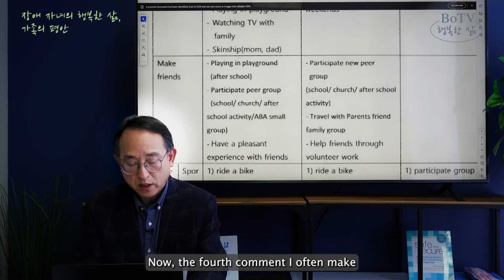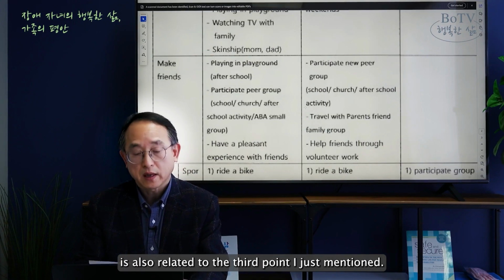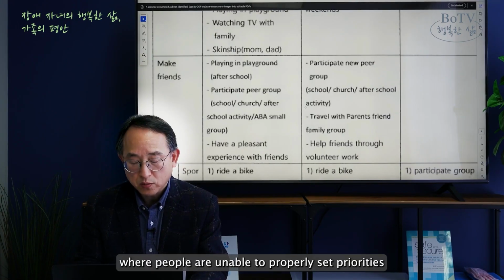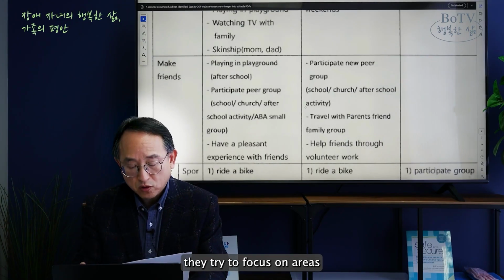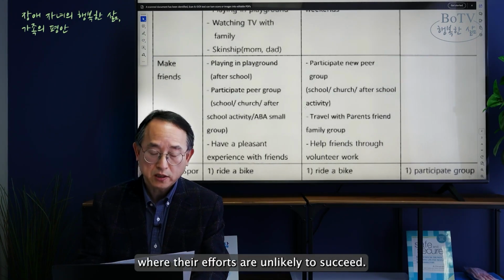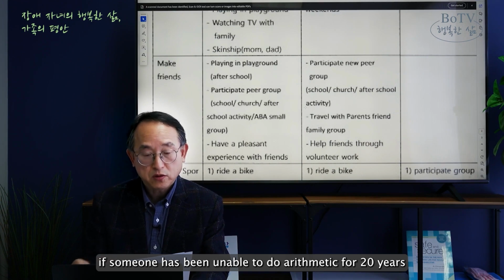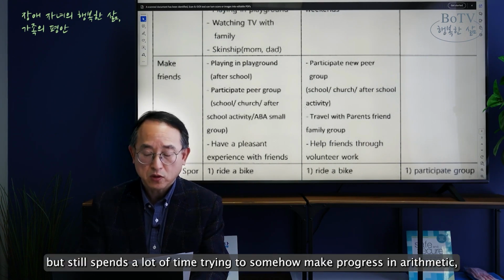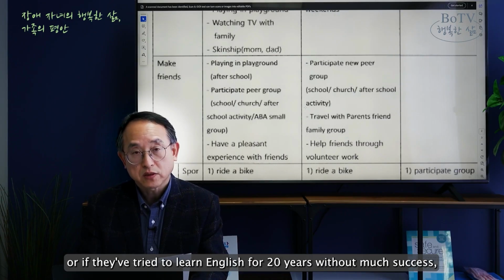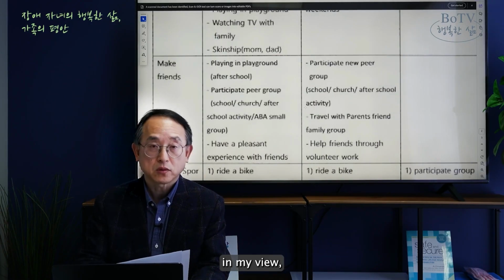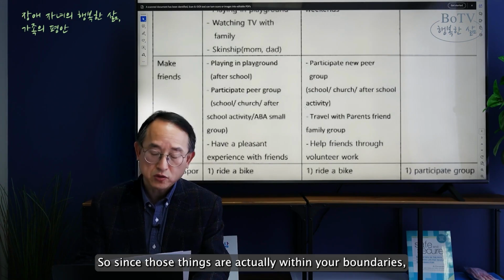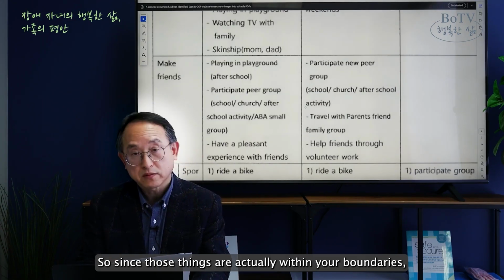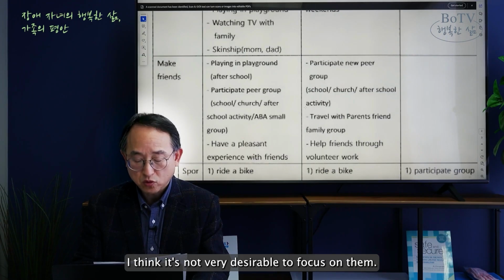Now, the fourth comment I often make is also related to the third point I just mentioned. It concerns cases where people are unable to properly set priorities or identify the areas they should focus on. In other words, they try to focus on areas where their efforts are unlikely to succeed. For example, if someone has been unable to do arithmetic for 20 years, but still spends a lot of time trying to somehow make progress in arithmetic, or if they've tried to learn English for 20 years without much success, but continue to invest a lot of time, in my view, if it hasn't worked for 20 years, it's not likely to become easy in the future either. So, since those things are actually within your boundaries, I think it's not very desirable to focus on them.